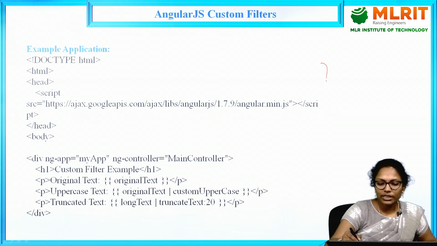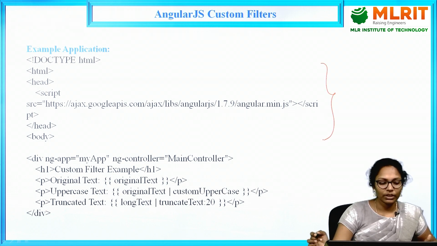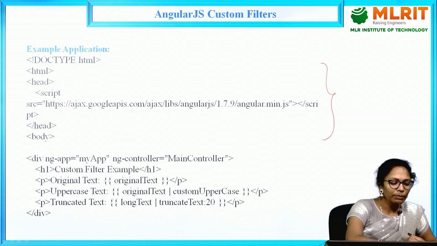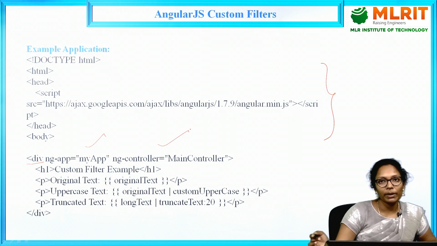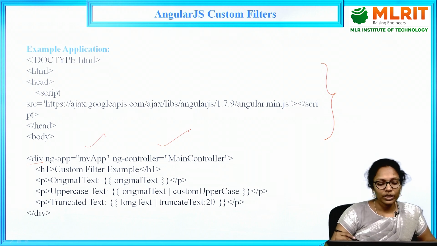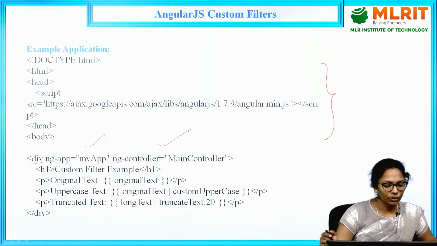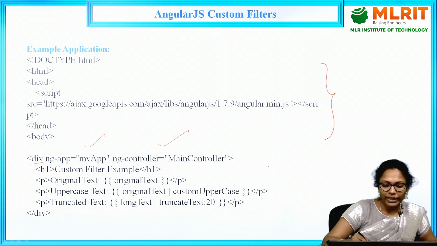So we know this is mandatory for all the AngularJS applications to use the AngularJS libraries. Here I am making a division for my AngularJS where I am giving two attributes, ng-app and ng-controller. These two are mandatory if you want to develop a module or controller. Now here I am displaying 4 lines of text.